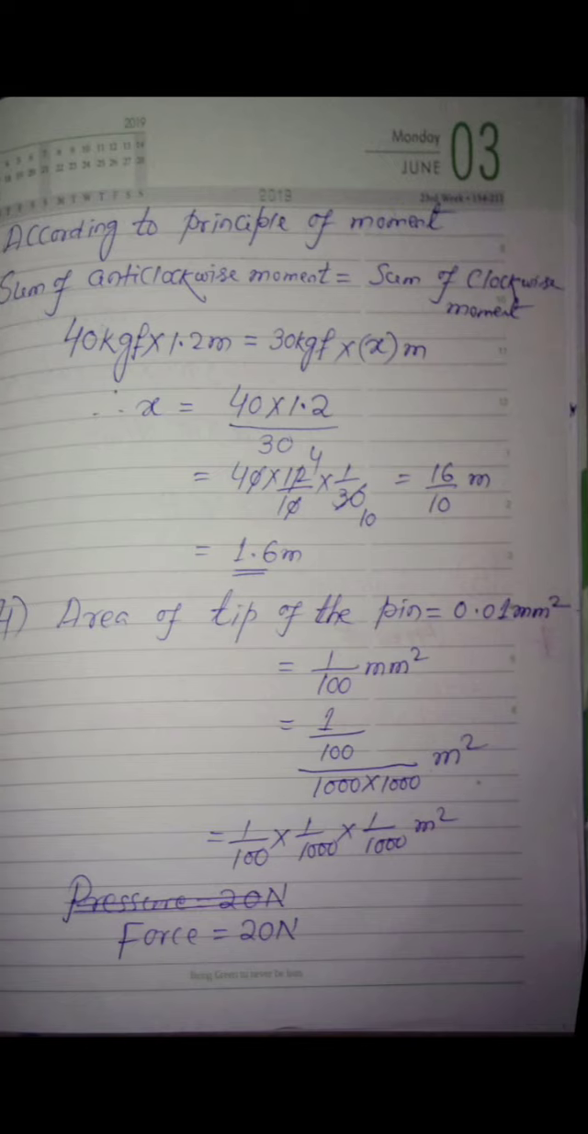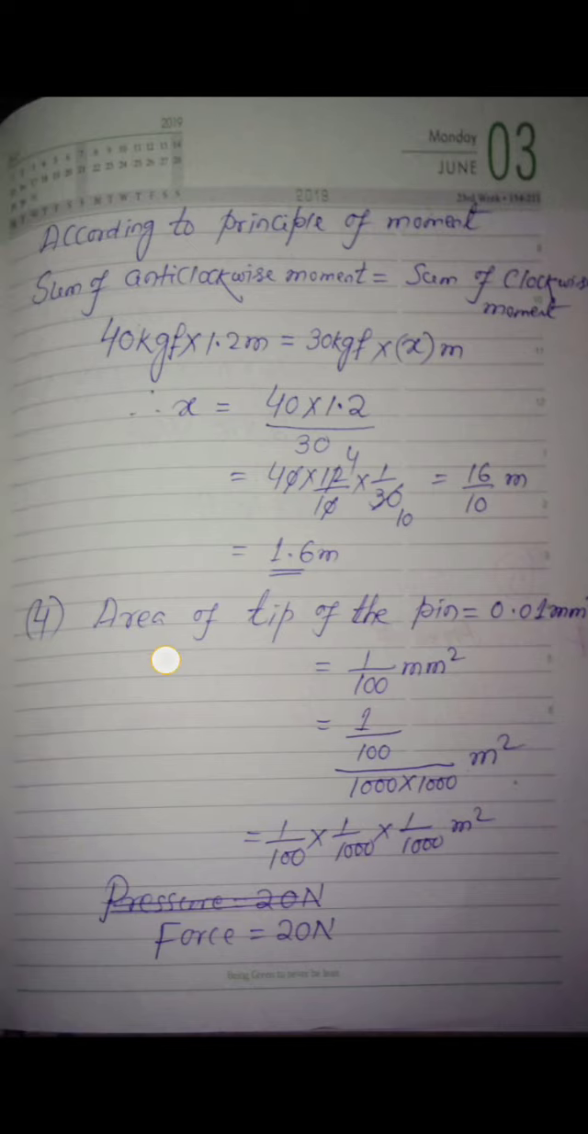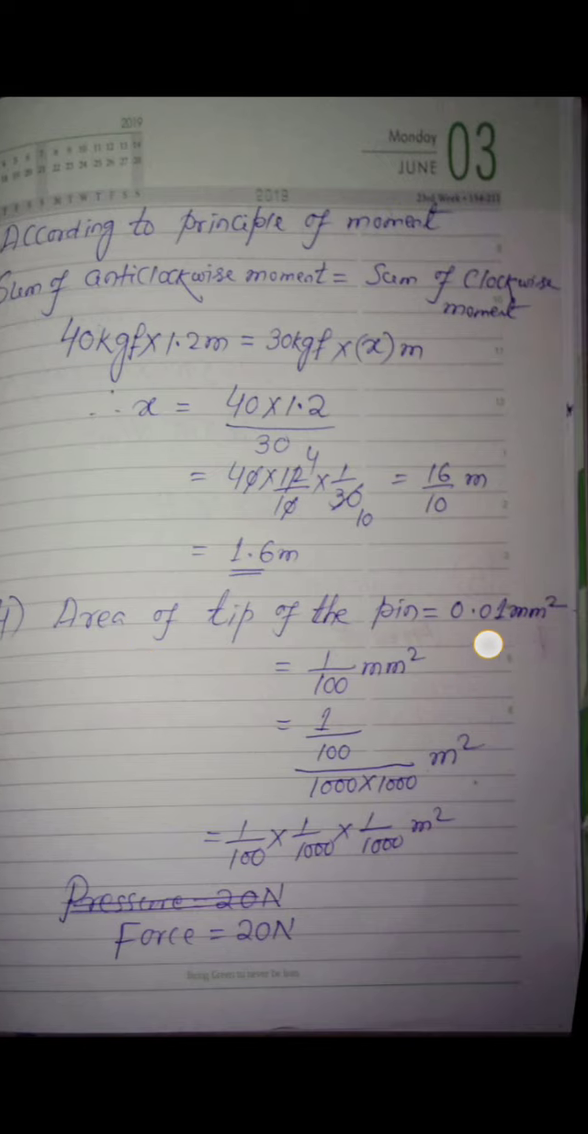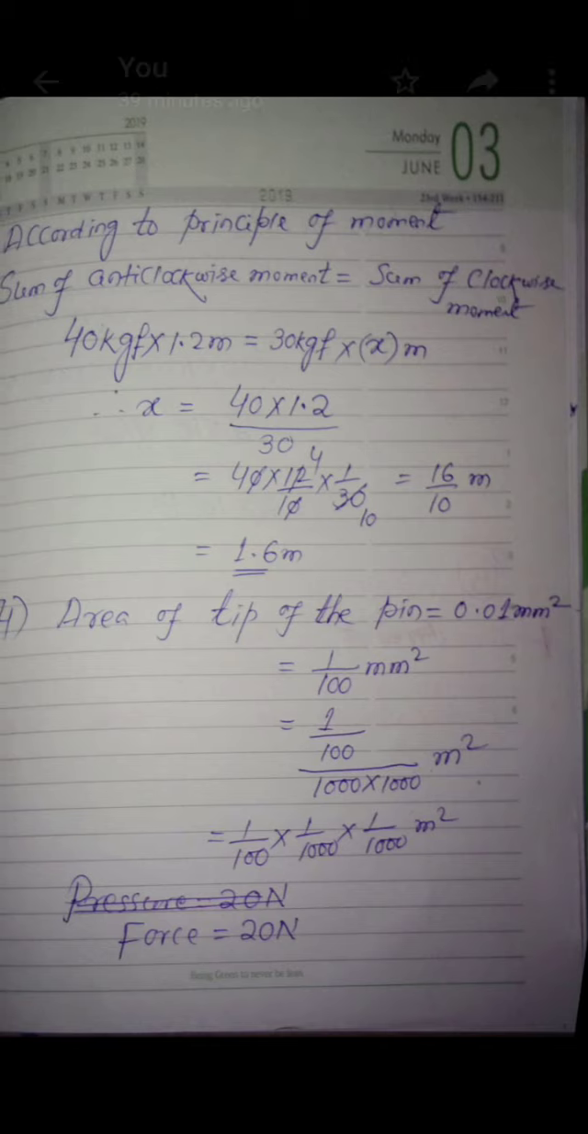This is the question. The tip of a drawing pen has an area of 0.01 millimeter square. Find the pressure exerted by it if a force of 20 Newton is applied by it. So from this question, what is given here? Now area is given: 0.01 millimeter square. You have to change it into meter square because the SI unit of area is meter square.